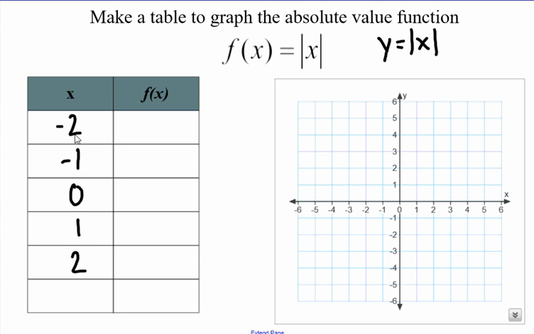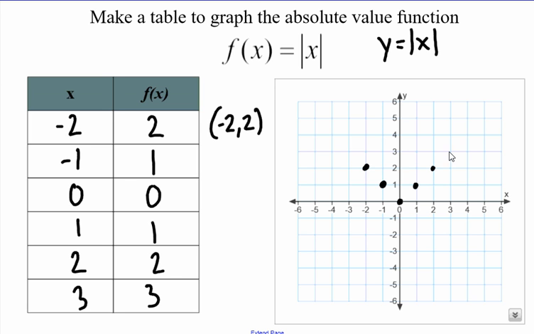So if I plug in -2, well, the absolute value of -2 is +2, so I get 2. So this would be the point (-2, 2). If I put -1 in there, its absolute value is 1, so I get (-1, 1). If I put 0 in there, I get 0. So far it's starting to look like a line, but this is where it's going to change, because if I put 1 in there, I get 1 again. If I put 2 in there, I get 2. If I put 3 in there, I get 3. And so you can see it's going to make this V pattern.